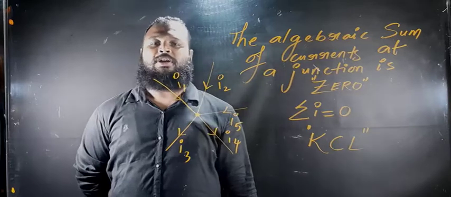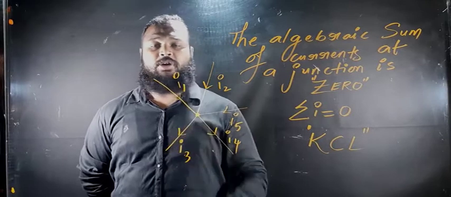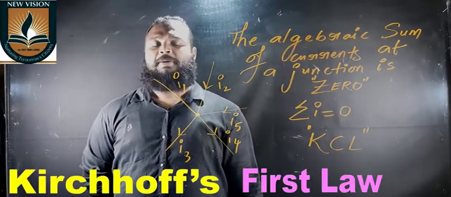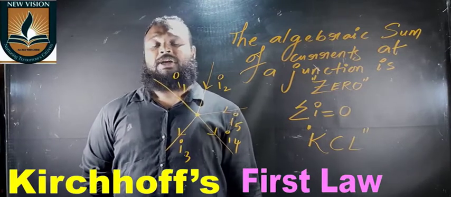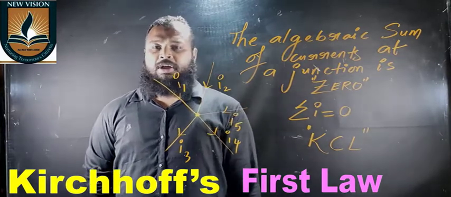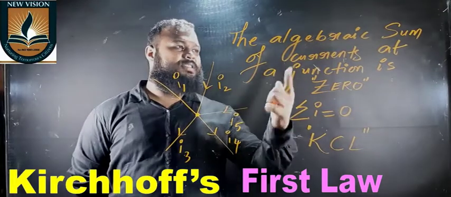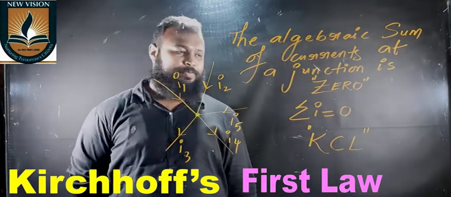Let's talk about Kirchhoff's First Law. There are two laws of Kirchhoff in electrical networks which play an important role in solving problems which are complex in electrical networks. Kirchhoff's First Law says that the algebraic sum of currents at a junction is zero.